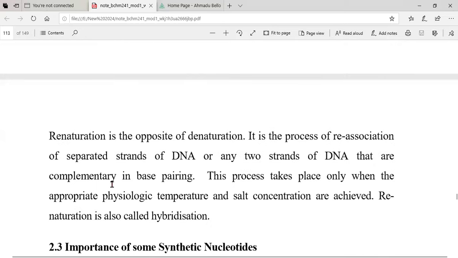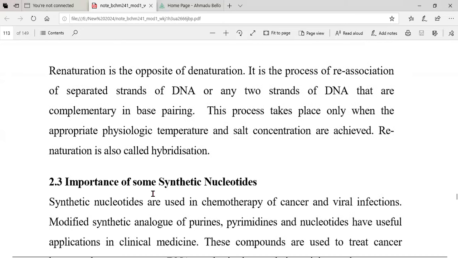Renaturation is the opposite of denaturation. It is the process of reassociation of the separated DNA strands or any 2 strands of DNA that are complementary in base pairing. This process takes place only when the appropriate physiological temperature and salt concentration are achieved. Renaturation is also called hybridization.